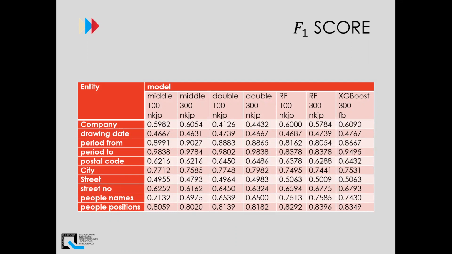In the table shown on this slide, the F-score calculated separately for each entity is presented, using the test set provided by the organizers of the contest. The last entity, people, was separated into names and positions, and the F-score was also calculated separately for each of them. Analyzing this table, it is possible to notice that the F-score varies between 0.41 and 0.98, depending on the kind of entity. Apart from that, we can observe that within a single entity type, each of the models gave a similar F-score value.